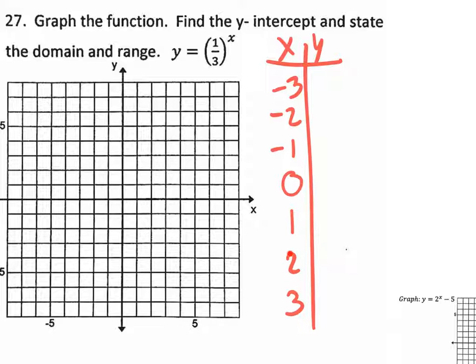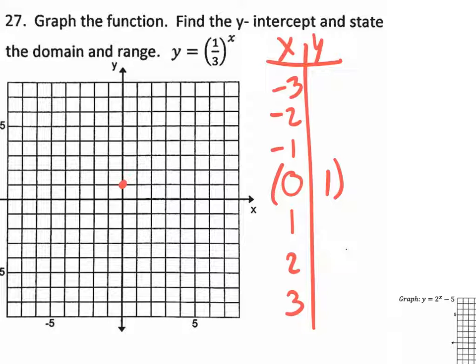Now the easiest number to plug in would be what? 0. Well, anything to the 0 power equals what? 1. So anything to the 0 power equals 1. So 0, 1 is a coordinate. If I graph that, it's right here. Okay, that's not a vertex, it's not a parabola, right? But it is an easy number to get, 0, 1.